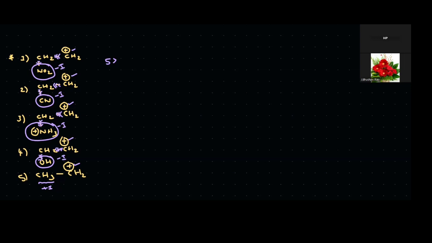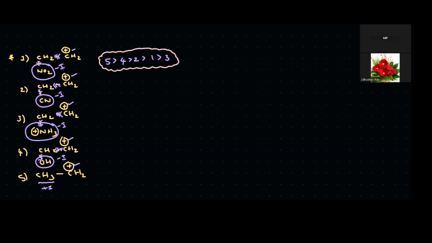Now identify the remaining cases. According to that order, OH withdraws less effectively. It is the next stable compound. After that, the cyanide group withdraws electrons less effectively. Next, second. After that, the NO2 group, then the least stable is the third one. So this is the stability order of the given carbocations. This is one kind of identification based on plus I and minus I groups.